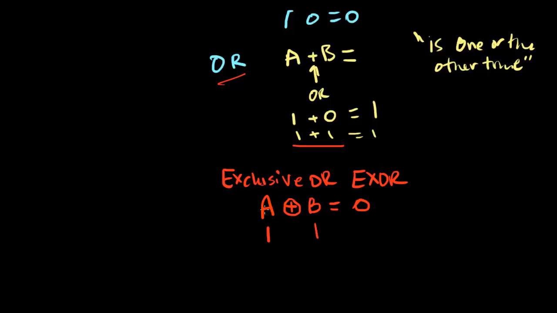Because it says, is A true exclusively or B true? And basically, that exclusive OR means that we want A to exclusively be 1 and B to be 0, or we want A to exclusively be 0 and B to be 1. Okay, so the only way we get a 1 is if exclusively A was true or B was true.